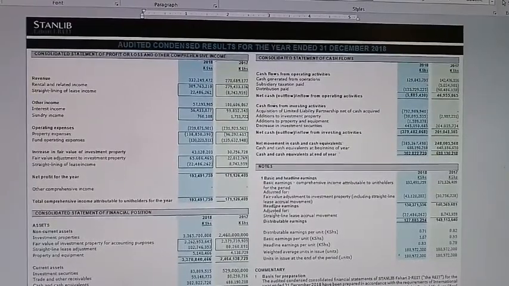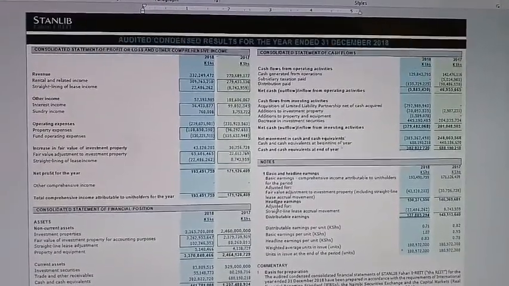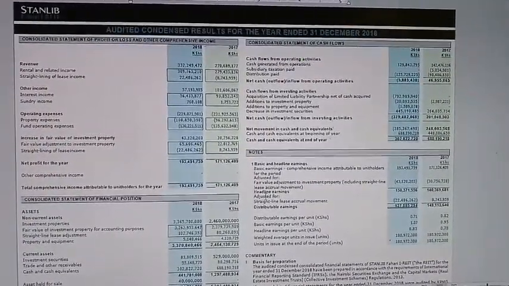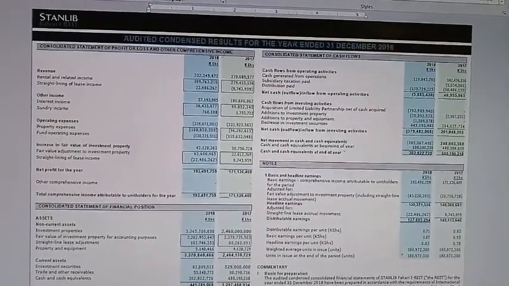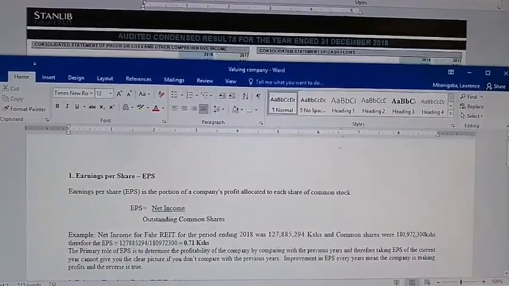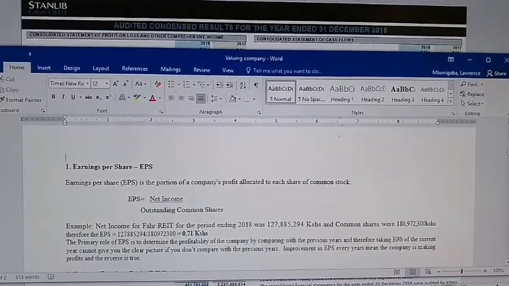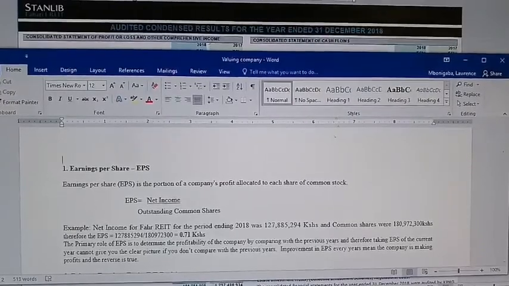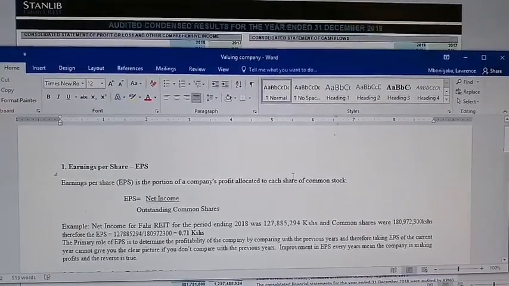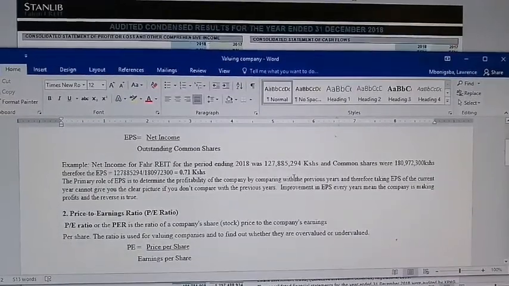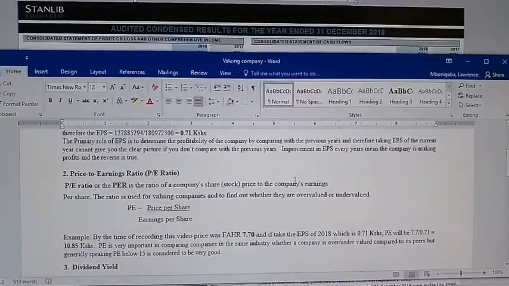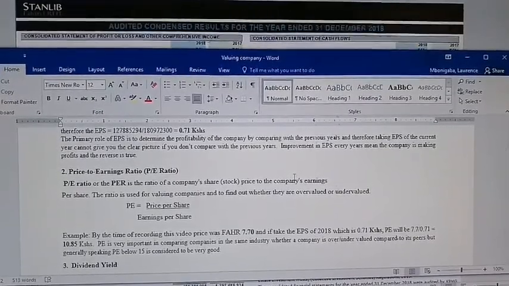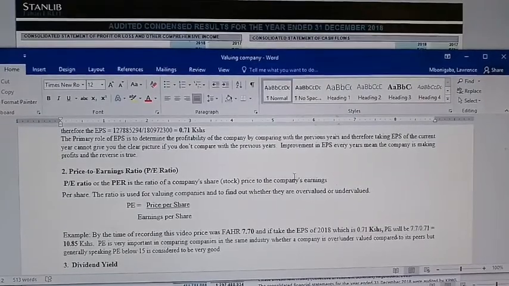The ratio number 1, which I consider the single most important ratio in my investing career, is EPS, or earnings per share. So in simple terms, what is earnings per share? It is the portion of a company's profit allocated to each share of common stock. Basically it means the income the company has earned minus the expenses, which is net income, divided by outstanding common shares. That's what it basically means.